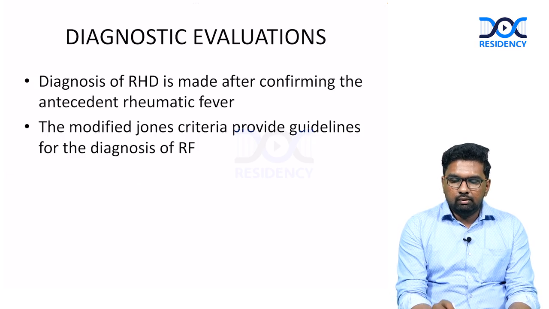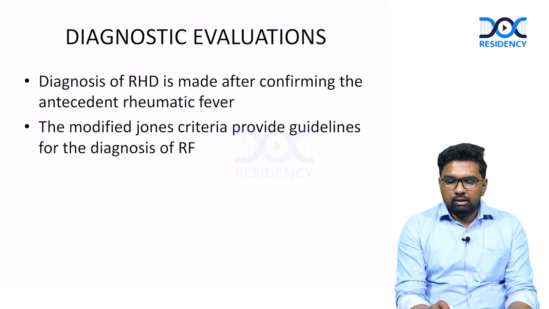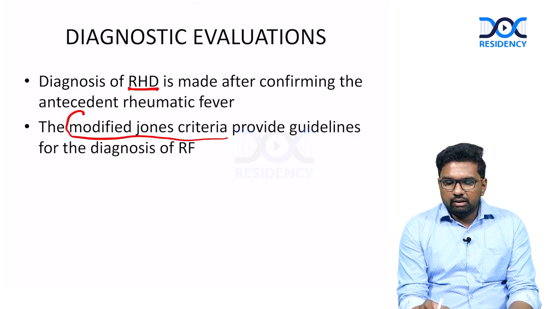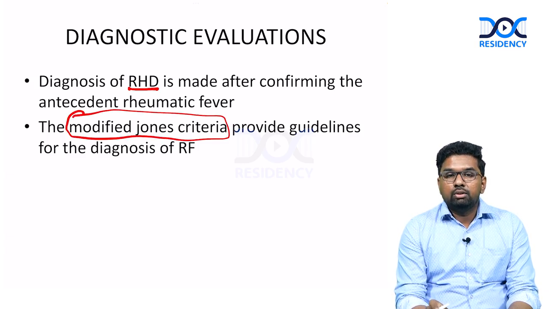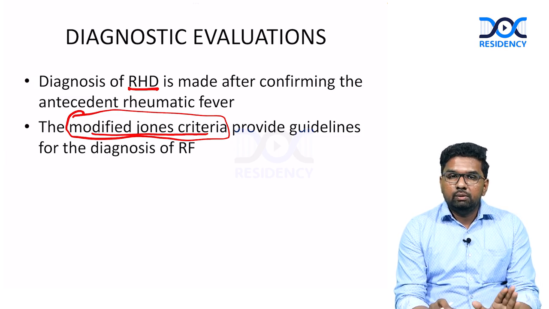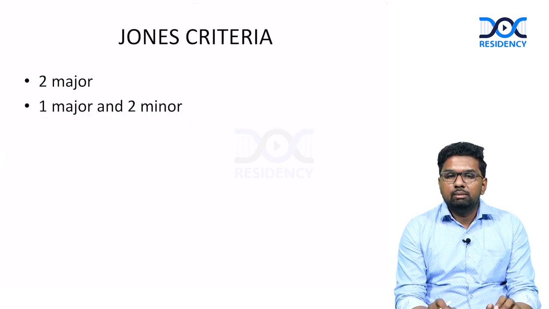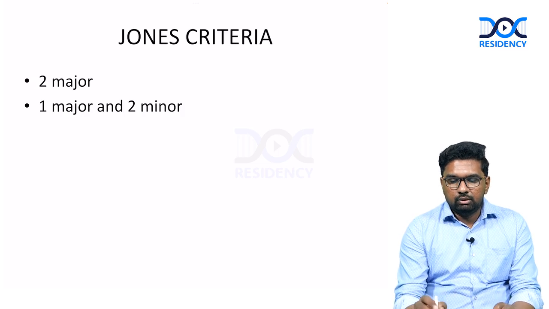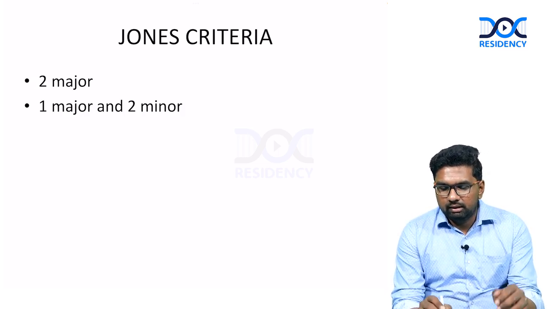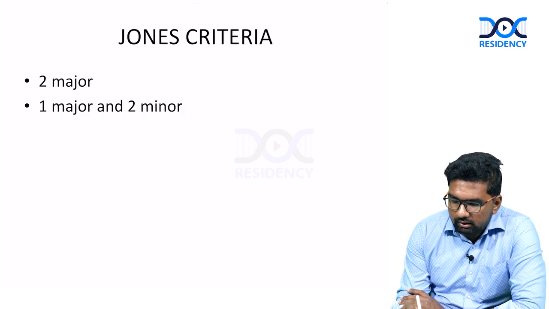So, what are the other investigations to do? Diagnosis of RHD is based on the modified Jones criteria. The modified Jones criteria is the most important thing which you have to know. Duke criteria is for infective endocarditis, and Jones criteria is for rheumatic heart disease. We have seen the major and minor criteria. So, what are the major criteria? Again, we will recollect it.